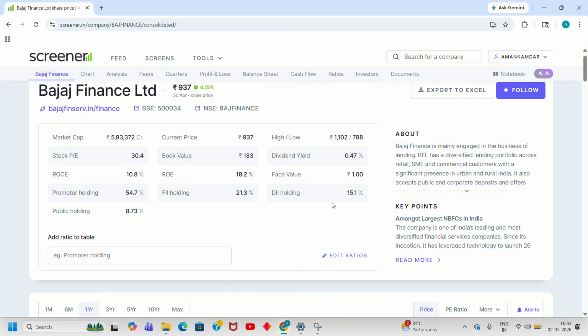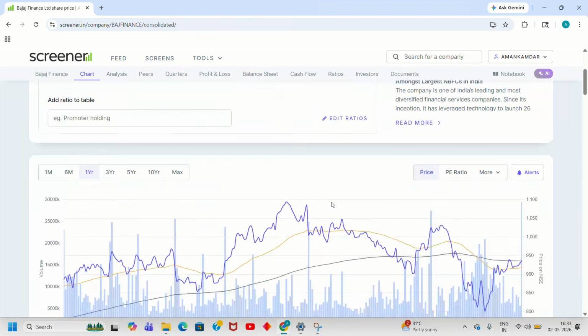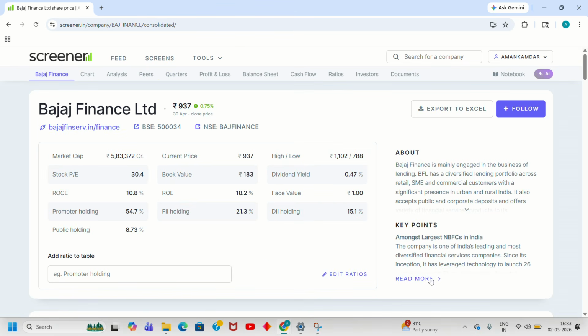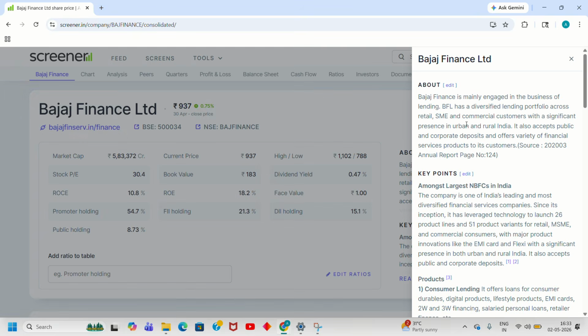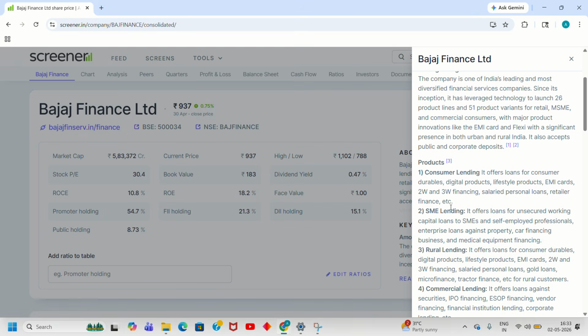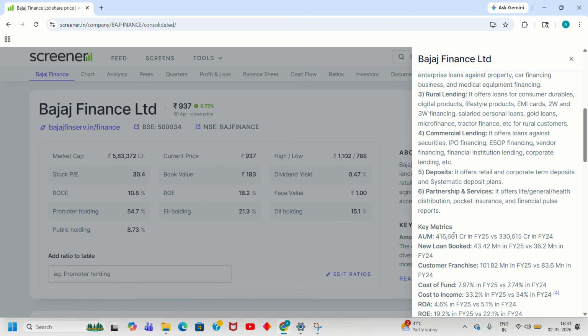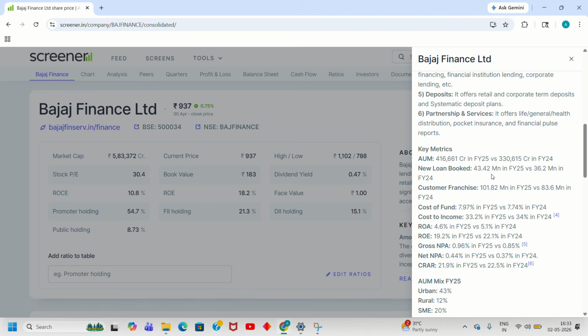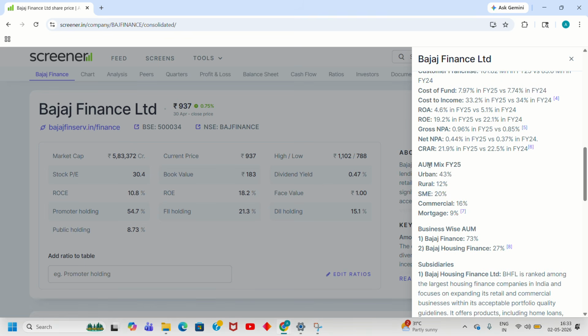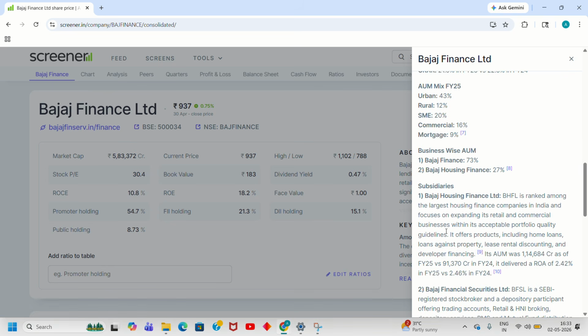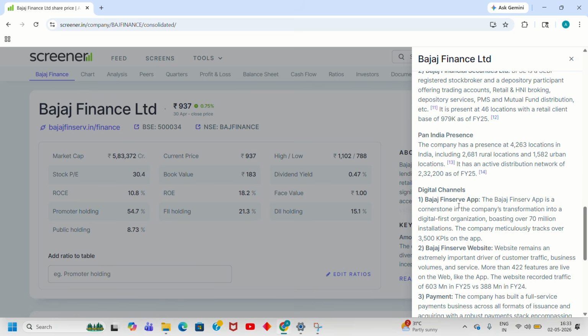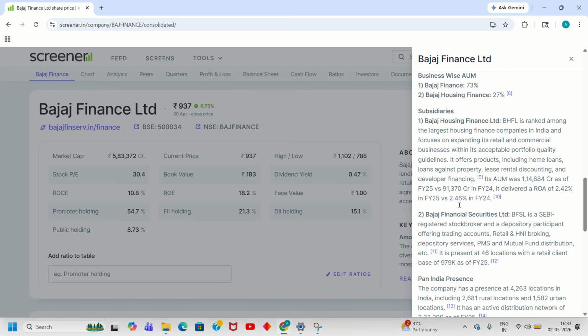Now here are the complete details of Bajaj Finance that we have. If you want to read about the company, you can read that Bajaj Finance is among the largest NBFCs in India. The company is one of the leading and most diversified financial services companies. These are the products: consumer lending, SME lending, rural lending, commercial lending. The key metrics are also written here. This is the assets under management of Bajaj Finance and subsidiaries. All those details are already present in the right side section.